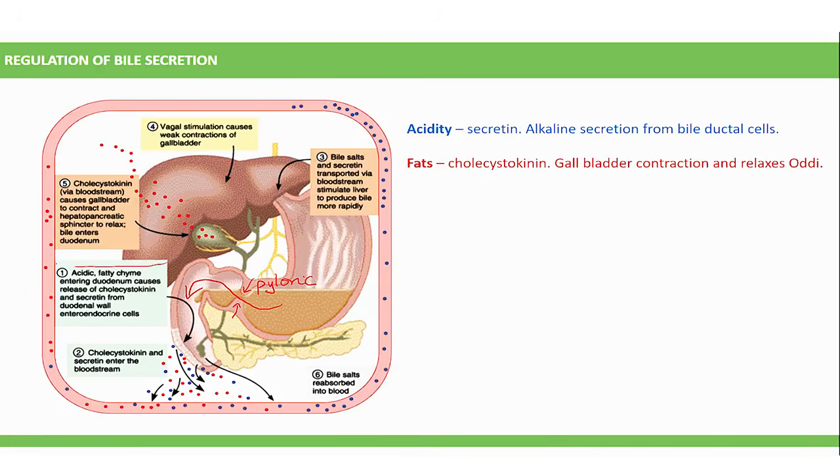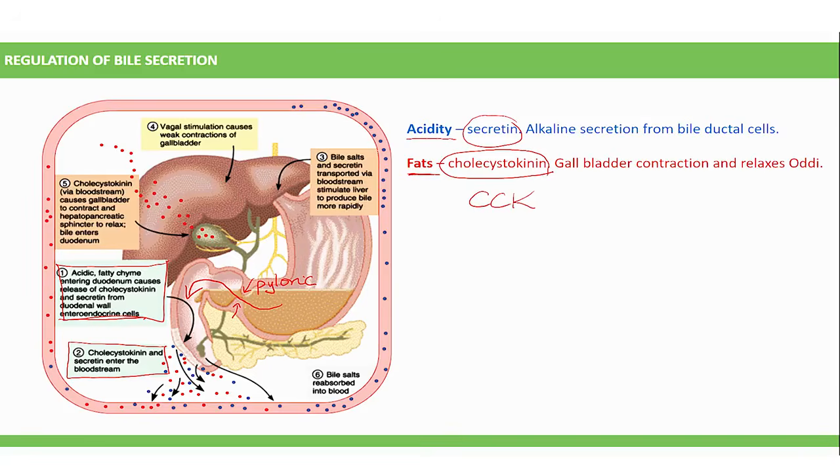If you look at number 1 here, you can see the presence of acidity leads to the secretion of a hormone called secretin, which is secreted from cells called enteroendocrine cells in the mucosal lining of the duodenum. The presence of fats in the fatty chyme emptying into the duodenum leads to the secretion of a hormone called cholecystokinin, abbreviated to CCK, again from enteroendocrine cells in the mucosal lining of the duodenum. These hormones, the blue circles representing secretin and the red circles representing cholecystokinin, are emptied into the bloodstream.